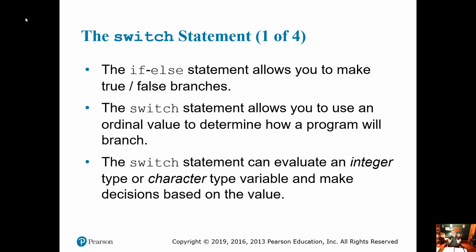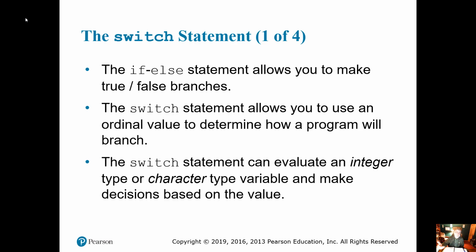We've already talked about decisions, the if else, and that's very good for true false, do I want to go this way or do I want to go that way. But the switch statement allows you to use what's called an ordinal value or a number to determine how a program will branch. We have multiple branches. We could use multiple if else statements, or we can make it a little easier by doing the switch statement.